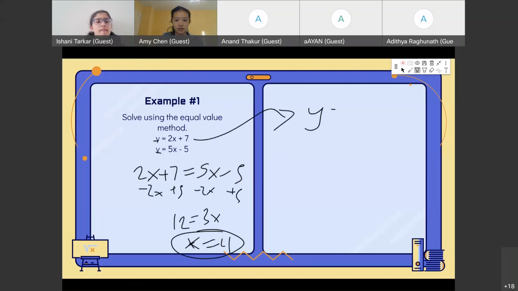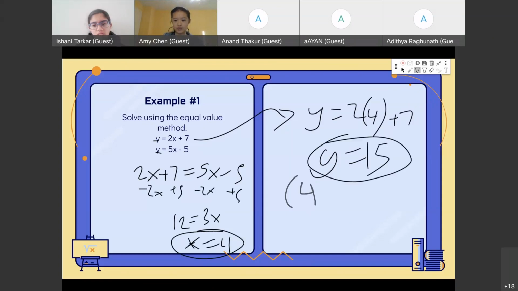So y equals 2 times x, and x is 4. So 2 times 4 plus 7, that's just 8 plus 7. So y equals 15. So the solution is (4, 15).